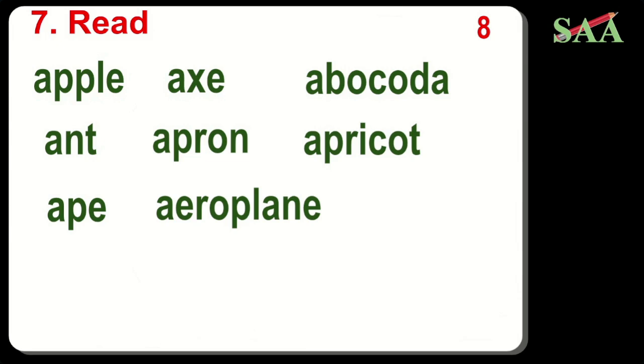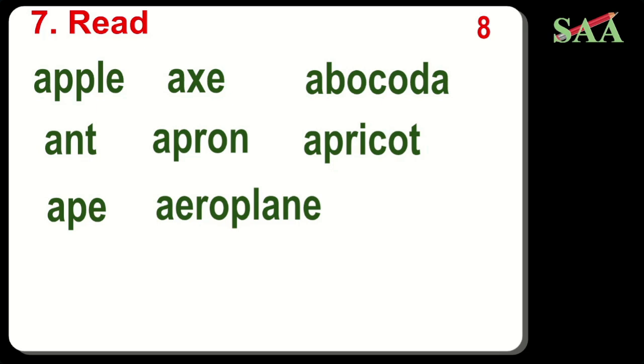Now let's move to the next one. Read the word one by one. Apple. Axe. Yes. Apricot. Avocado. Okay. Ant. Yes. Ant. Yes. This one, apron. Apron, yes. Next, apricot. Apricot, yes. Next, ape. A-P-E, ape.